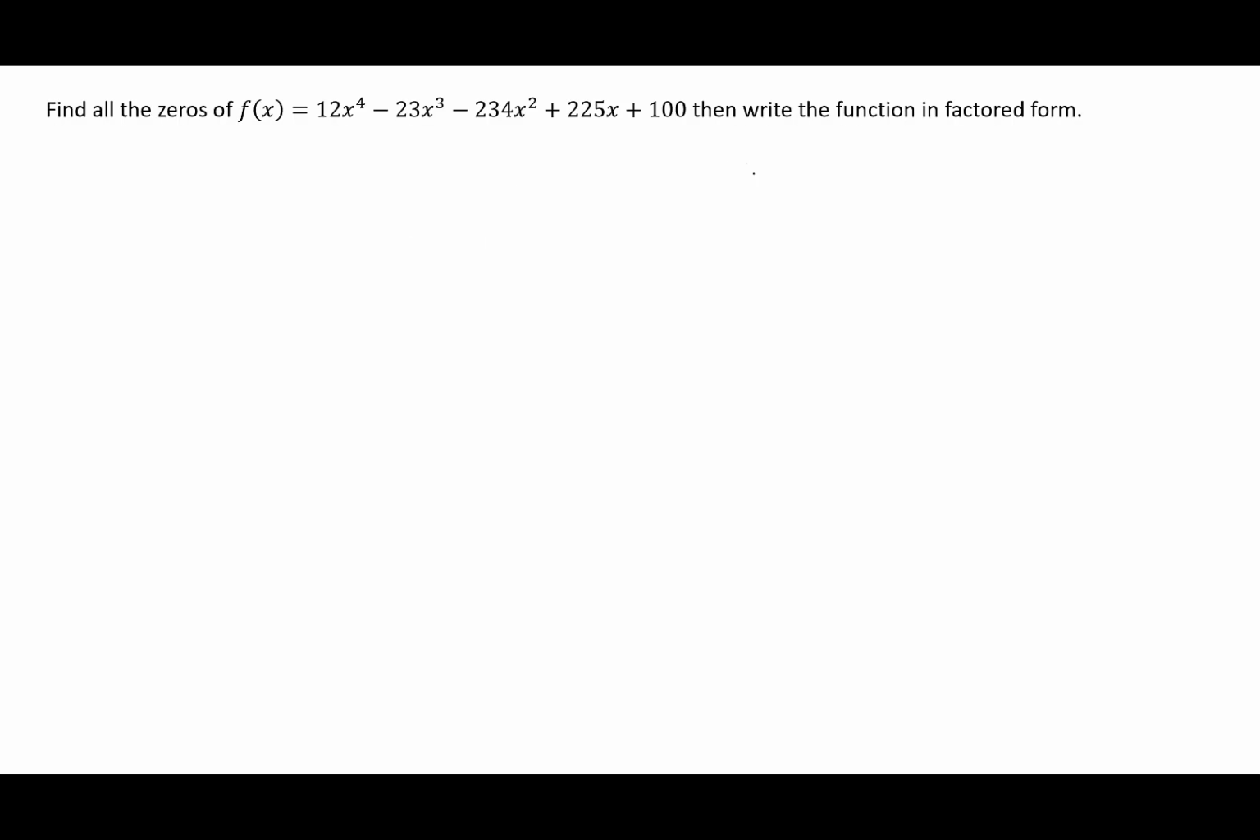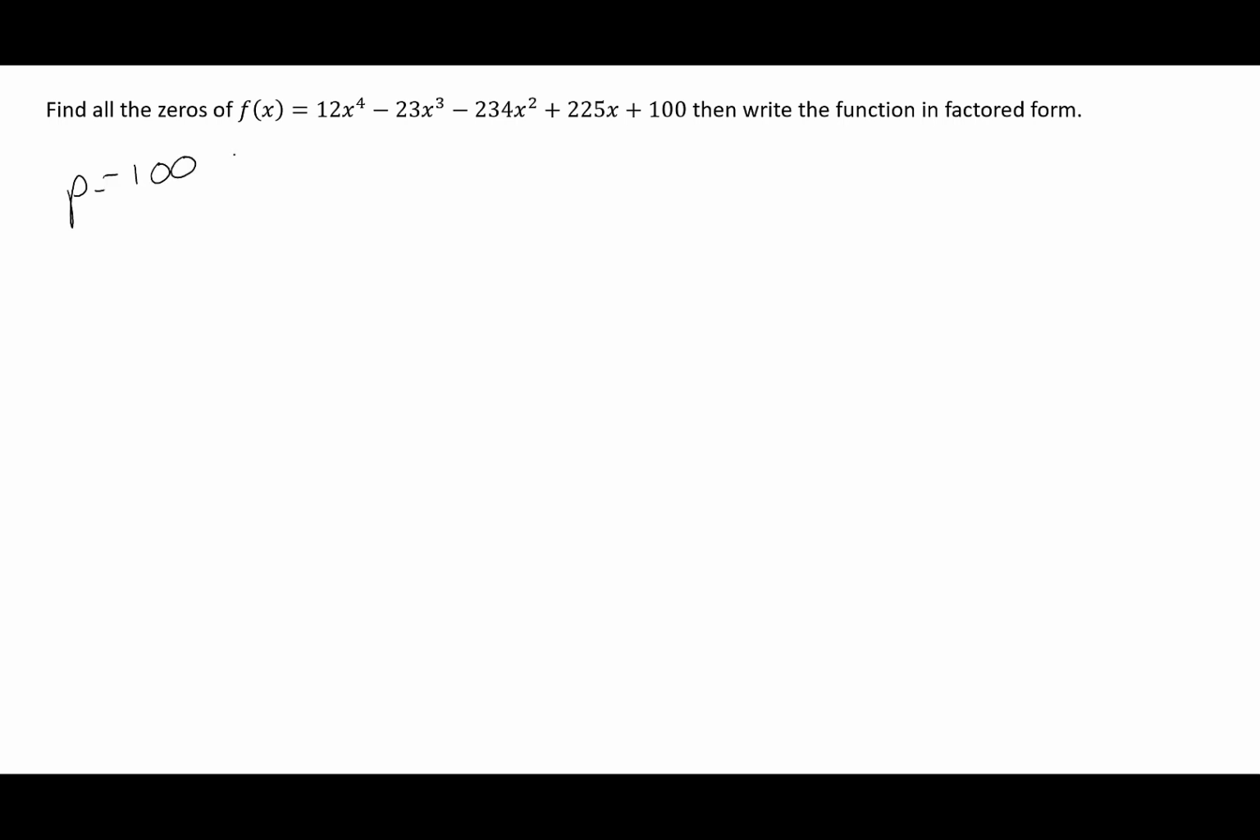So for good measure, let's try one more, and this one looks pretty big. I have 12x to the 4th minus 23x cubed minus 234x squared plus 225x plus 100. One of the biggest things that makes this one so much larger is this 100 and the 12.